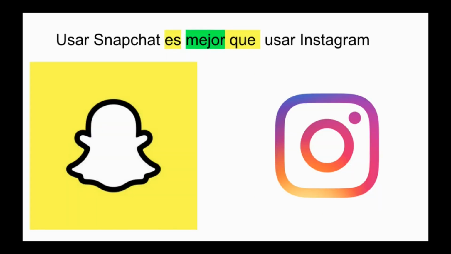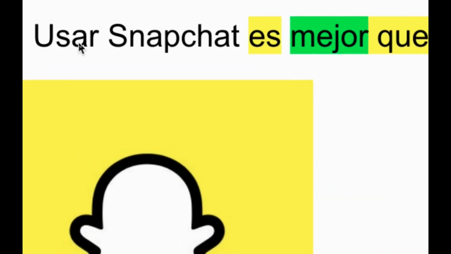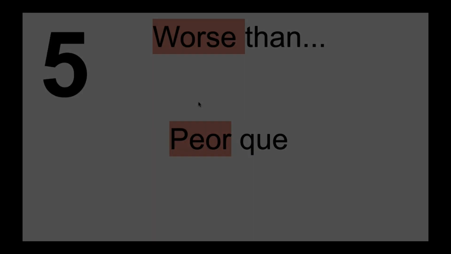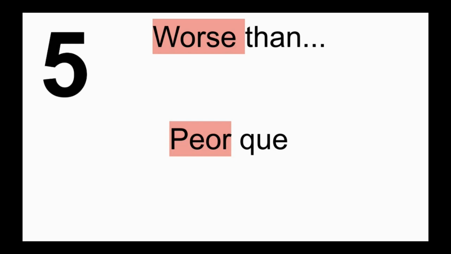Usar Snapchat es mejor que usar Instagram. Es mejor que. And remember, in usar you got the R when we talk about activities. Worse than. Peor que. So instead of mejor, peor.